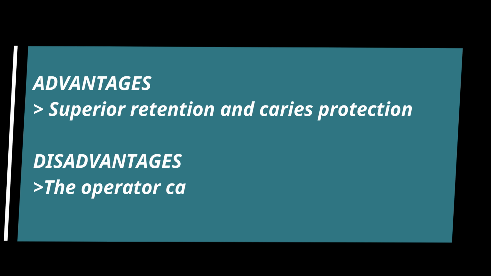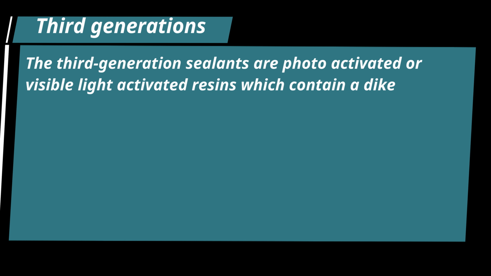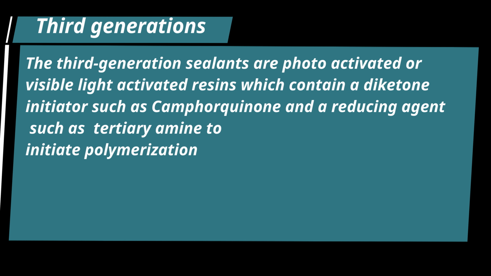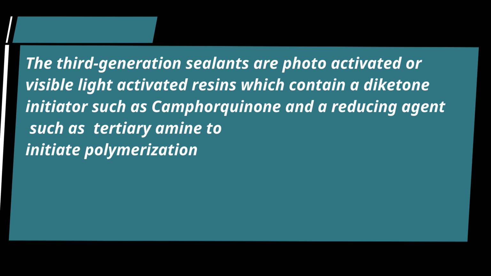Advantages of second generation sealants. The second generation sealants provided superior retention and caries protection than the first generation sealants, and it has the disadvantage that the operator cannot control the setting time once the catalyst has been added. And now we move on to third generation sealants. The third generation sealants are photoactivated resins which contain a diketone initiator such as camphorquinone and a reducing agent such as tertiary amine to initiate polymerization.